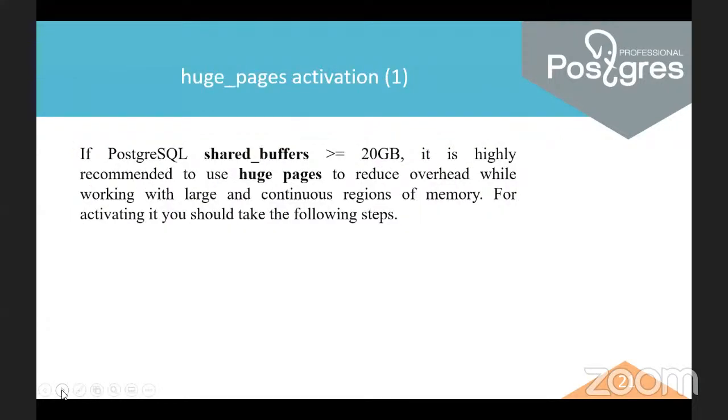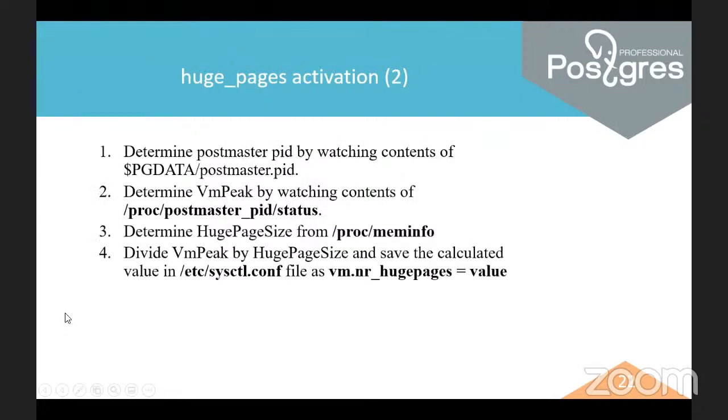And now let's return to huge pages and why we should be aware of them. If Postgres shared_buffers is greater than or equal to 20 gigabytes, it's highly recommended to use them to reduce overhead while working with large and contiguous regions of memory. For activating it, you should take the following steps. The first step is to find out our postmaster identifier by looking at the contents of this file, PGDATA/postmaster.pid.